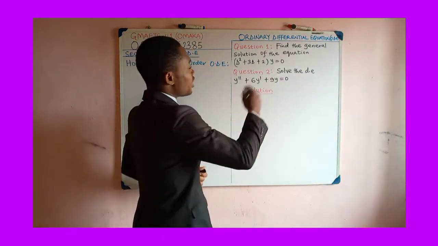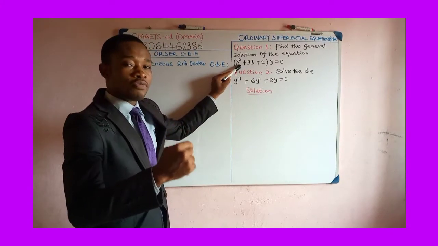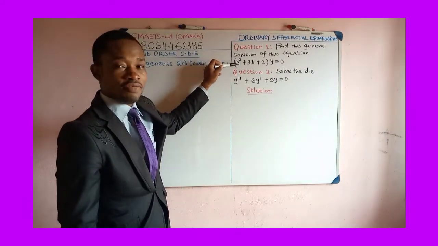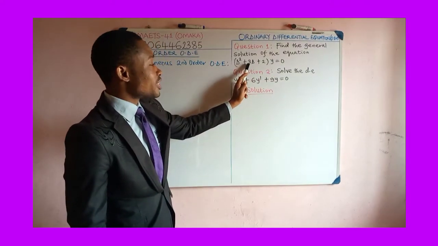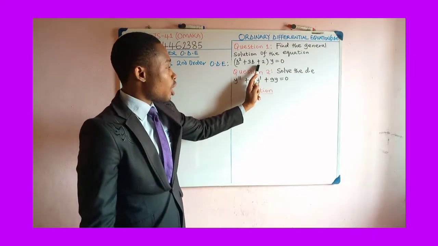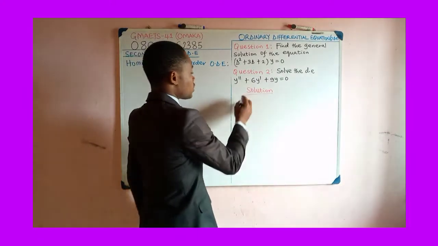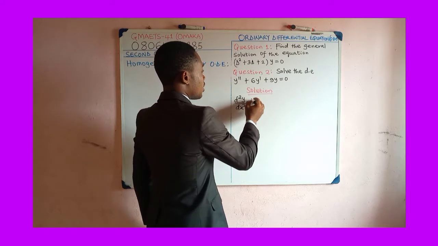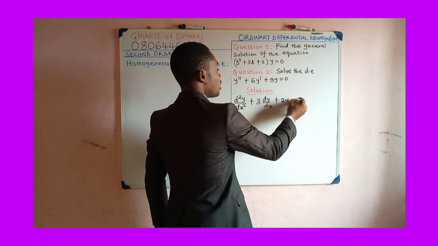Now the first question, we're going to find the general solution of the equation. Let us read this together because this is another form of representing a differential equation. This means second derivative. The D there represents derivative of the variable y, plus 3 times first derivative of the variable y, plus 2 times y equal to 0. So we can write it as d2y, that is second derivative of y, plus 3 times first derivative of y, plus 2y equal to 0.